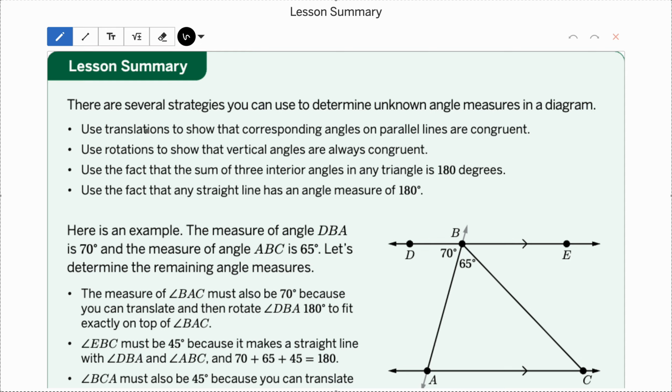Okay, problems 2 through 4. Now I can finally draw. So line AB is parallel to line DE. That's important information to know. So I know that line AB and line DE are parallel. Okay? So I have to determine each of these measures.